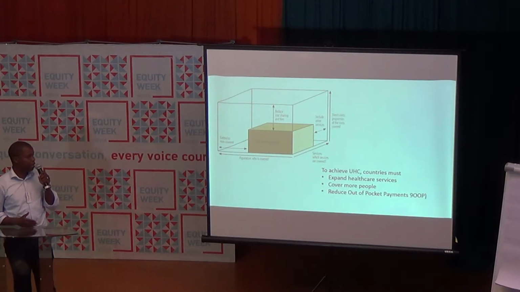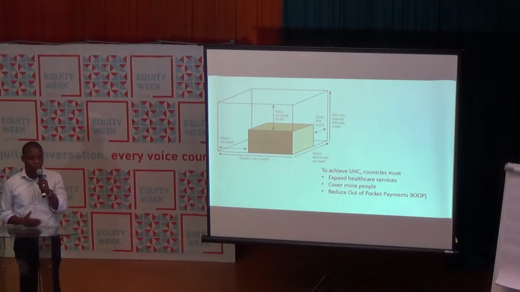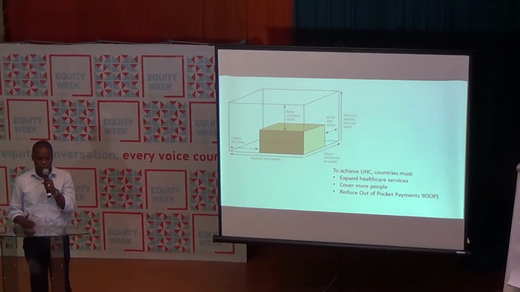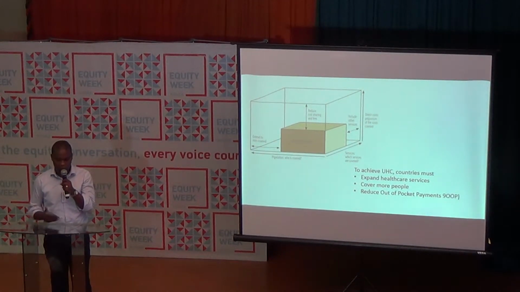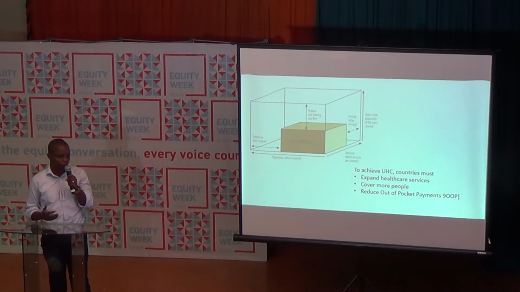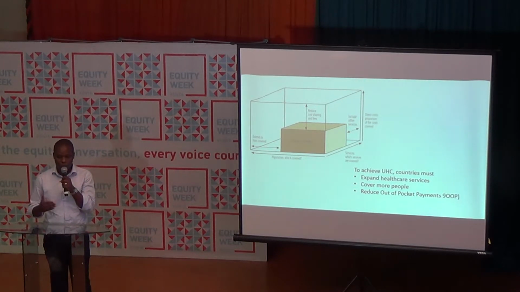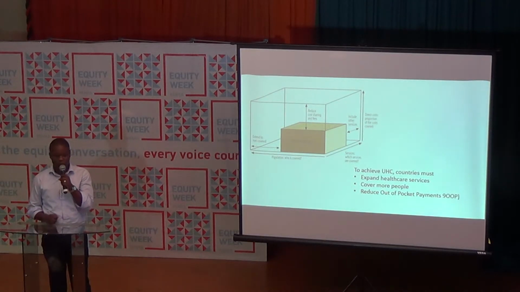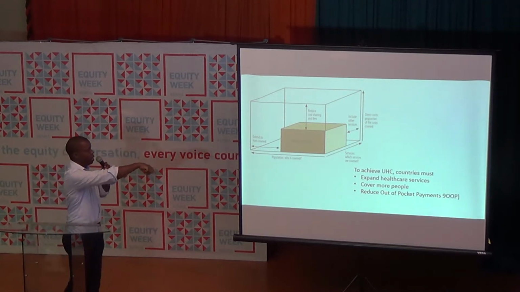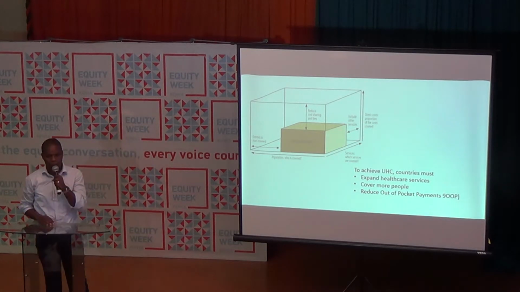The second journey that the country has to take is to cover more people, include more people, have more and more people benefit from universal health coverage initiatives. And last, you have to reduce out-of-pocket costs. You have to reduce the amount of money that people have to pay out of pocket to a health facility to access services. So it's really a journey. It's about moving along those 3 dimensions.